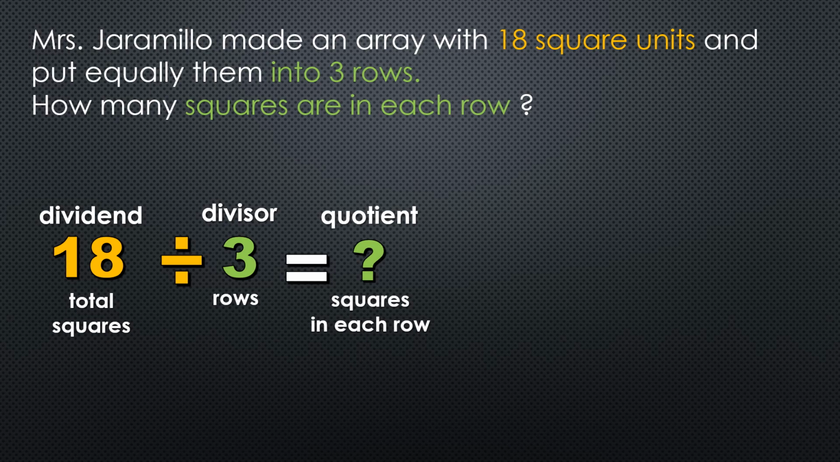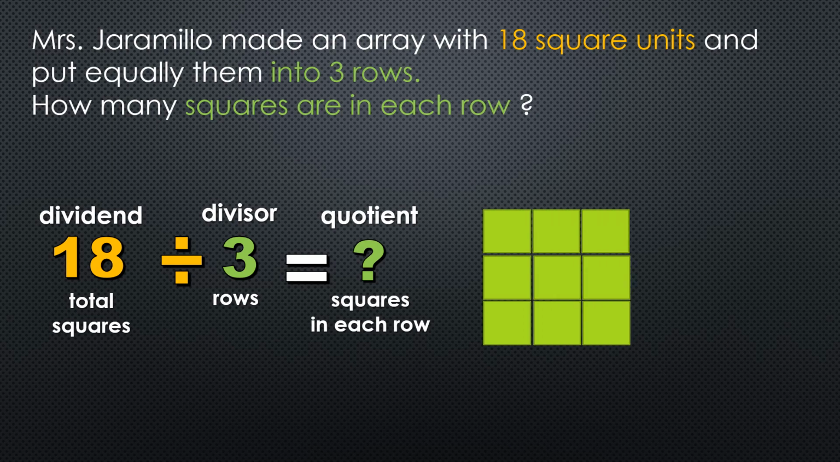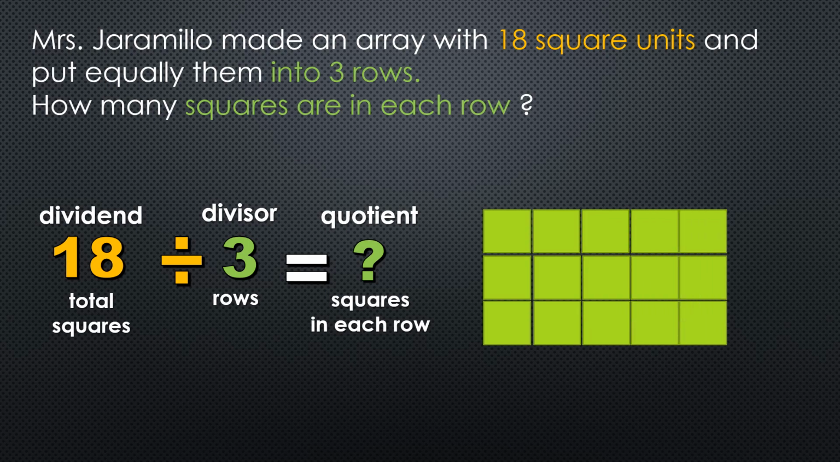So if we start placing squares into the rows, we could start with a square, 1, 2, 3. There's our 3 rows. Now we're just going to start filling those rows in until we finish using up our total of 18 squares. So we have 3, 4, 5, 6, 7, 8, 9, 10, 11, 12, 13, 14, 15, 16, 17, and finally we've used our 18 square units. We can see now that we have taken our 3 rows, we have 6 squares in each row.